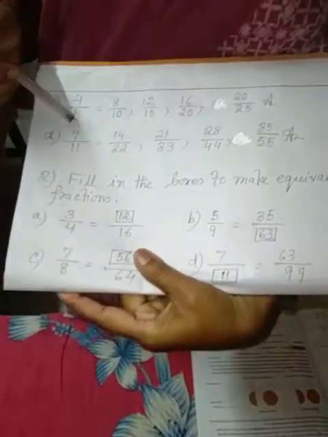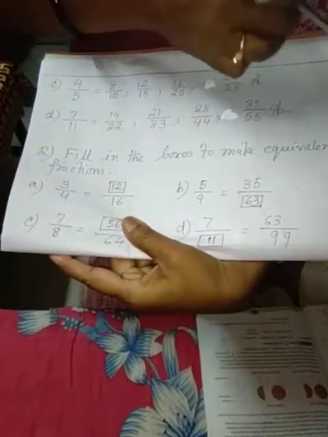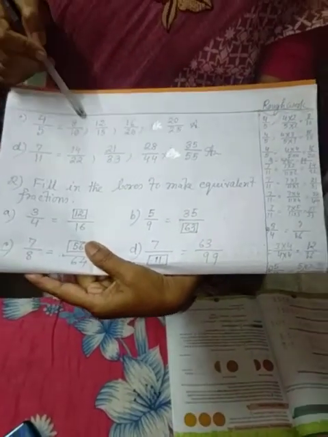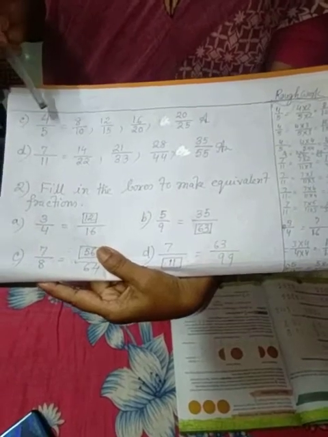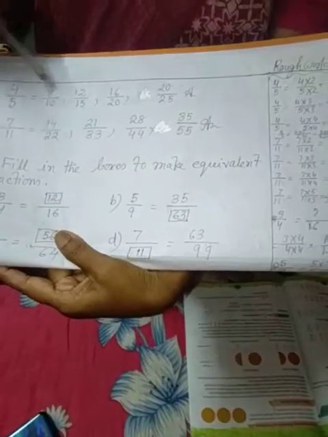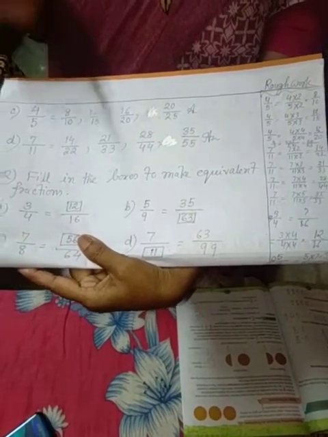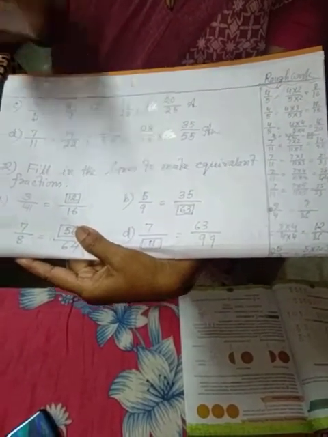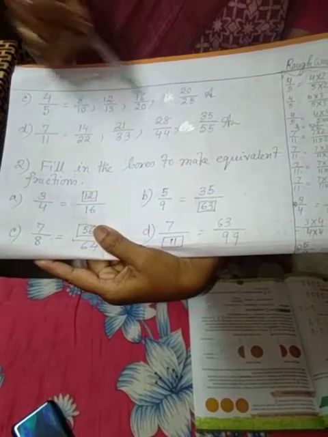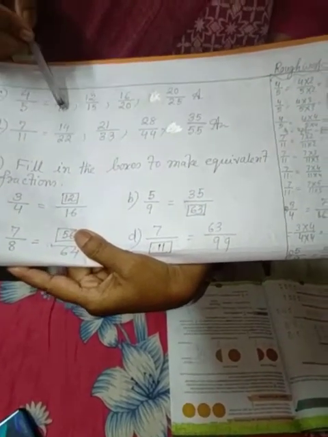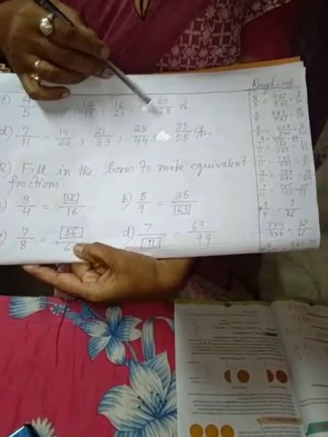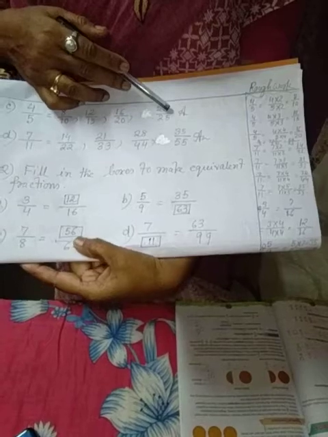C, 4 by 5. Similar pattern, you will do it. 4 by 5: 4 into 2, 8; 5 into 2, 10; 4 into 3, 12. I do it here, you notice it. 8 by 10, 12 by 15, 16 by 20, 20 by 25. That is 4 into 2, 8. 4 into 3, 12. 4 into 4, 16. 4 into 5, 20. That is 5 into 2, 10. 5 into 3, 15. 5 into 4, 20. 5 into 5, 25. Okay.